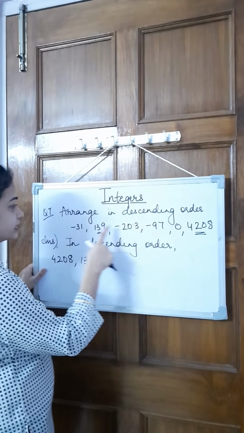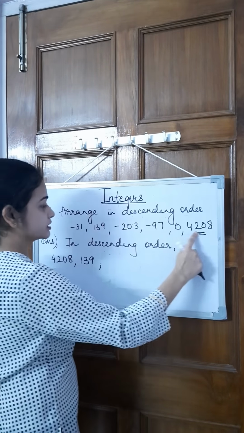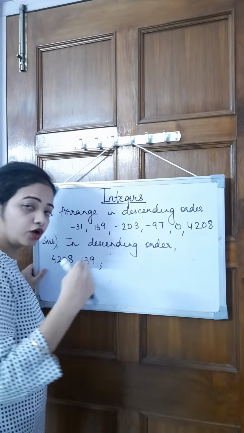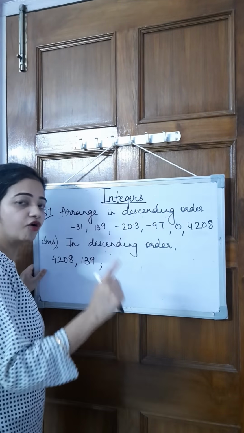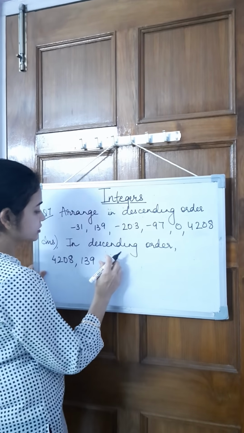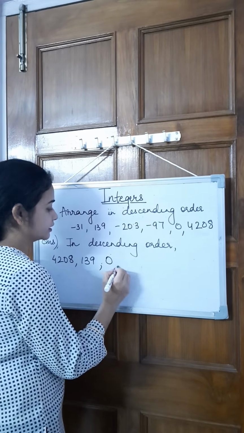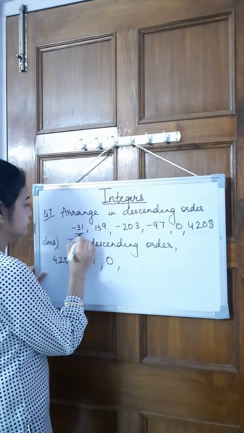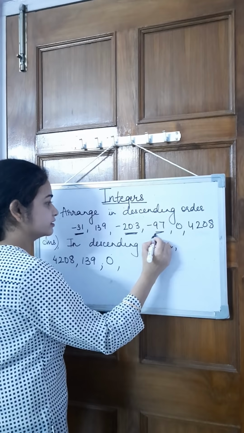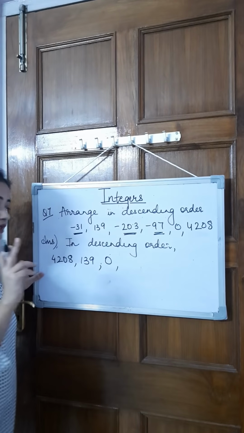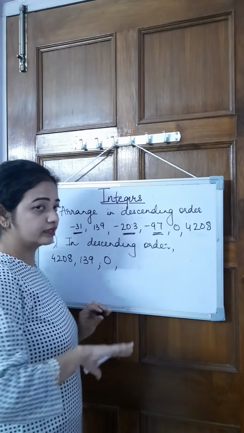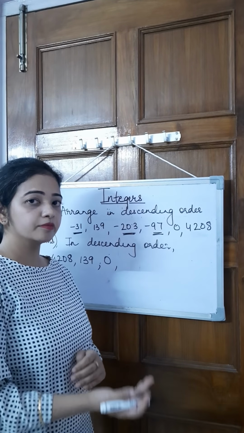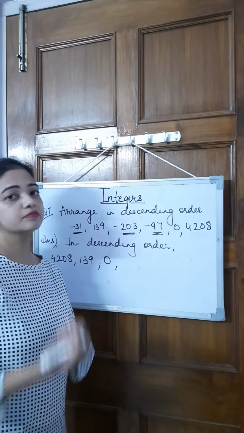Now this is negative, negative, negative and a 0 is here. What I said is that 0 is smaller than all positive numbers and greater than all negative numbers. Since it is greater than all negative numbers, I will write a 0. Now I will compare my negative numbers. In the case of negative numbers, the smaller number becomes the bigger number and the bigger number becomes the smaller.